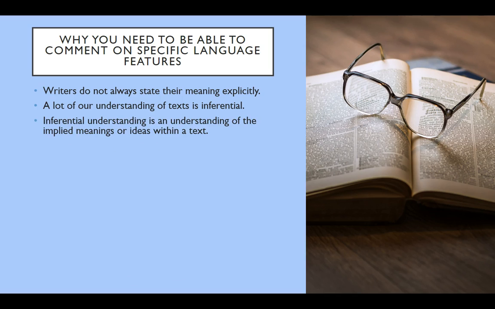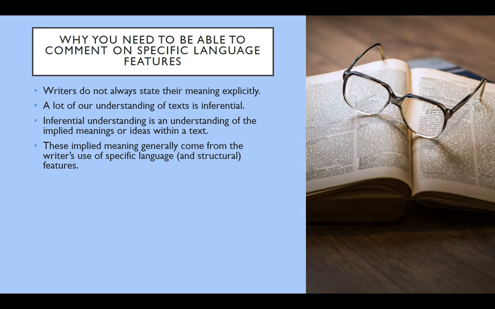Our inferential understanding comes when we get to the implied meaning, to the connotations within a text. We don't just accept the surface meaning, we start to dig deeply, looking at word, sentence and paragraph level and trying to work out what ideas the writer is presenting, what themes they're exploring, what their attitude is towards those. A lot of the time those implied meanings are present in the writer's use of specific language and also structural features. Things like figurative language, things like the way they write the dialogue, the interactions between their characters will create a lot of implied meaning. There's a lot of inference that we need to use when we're looking at those particular parts of texts.